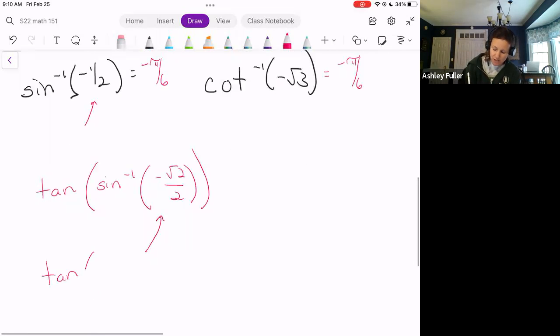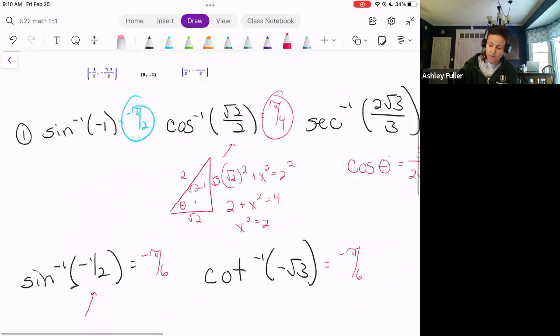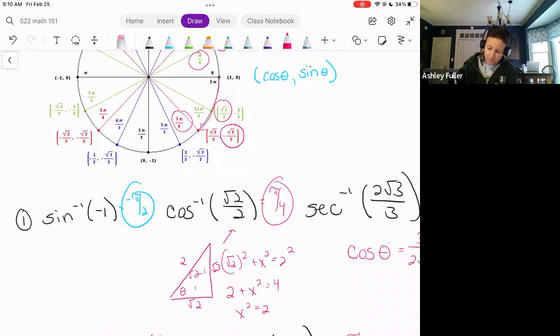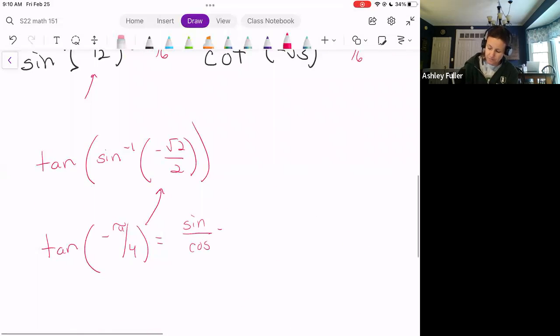So we have the tangent of negative pi over 4, which, remember, tangent can be found by calculating sine over cosine. So if we look at our unit circle, we're going to have negative square root of 2 over 2 divided by square root of 2 over 2, which results in -1.